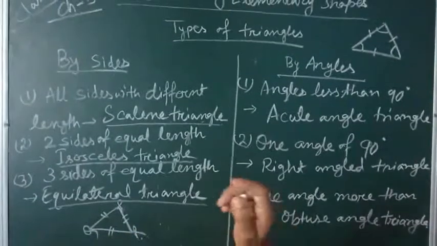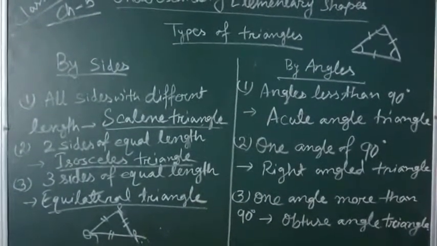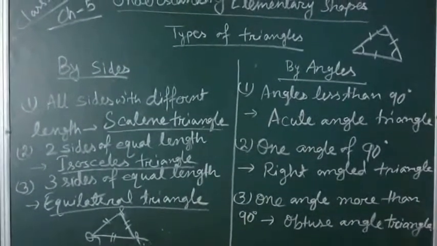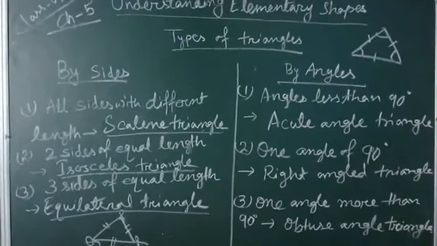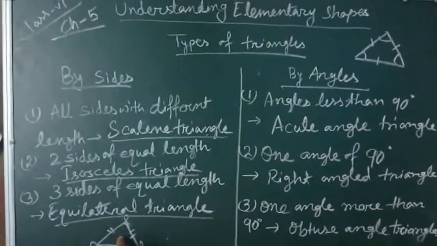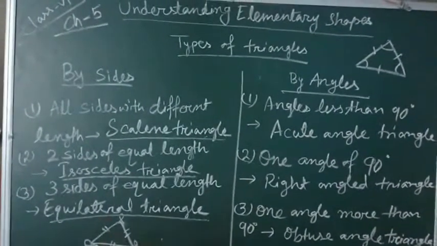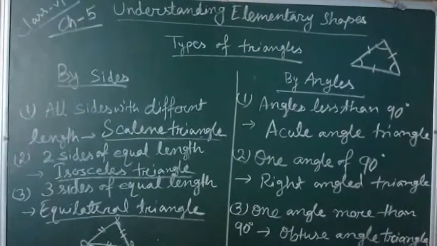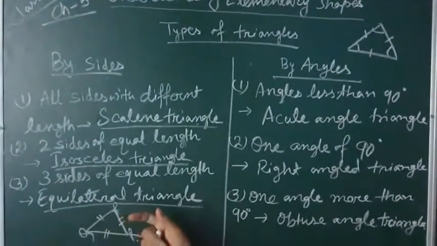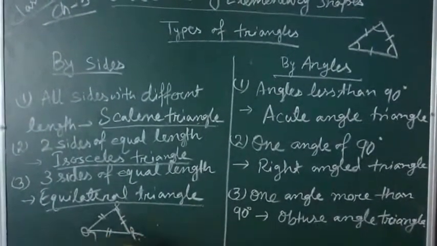Afterwards we will discuss the regular polygon. For the regular polygon, keep it in your mind that this triangle, the equilateral triangle, is a regular triangle. How? Its angles are equal, sides are also equal. Okay, we will come to this one afterwards.